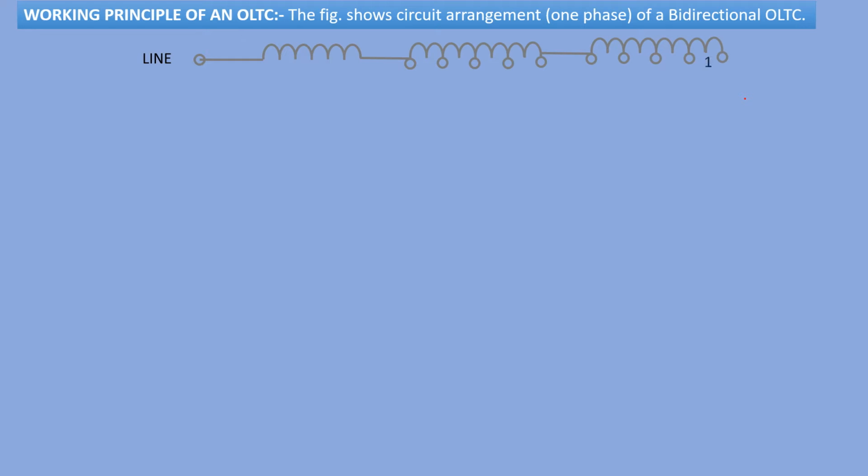Working principle of an OLTC. The figure shows the circuit arrangement of one phase of a bidirectional OLTC. This is an image of single phase windings with a series of tappings taken to show the tap changing process.